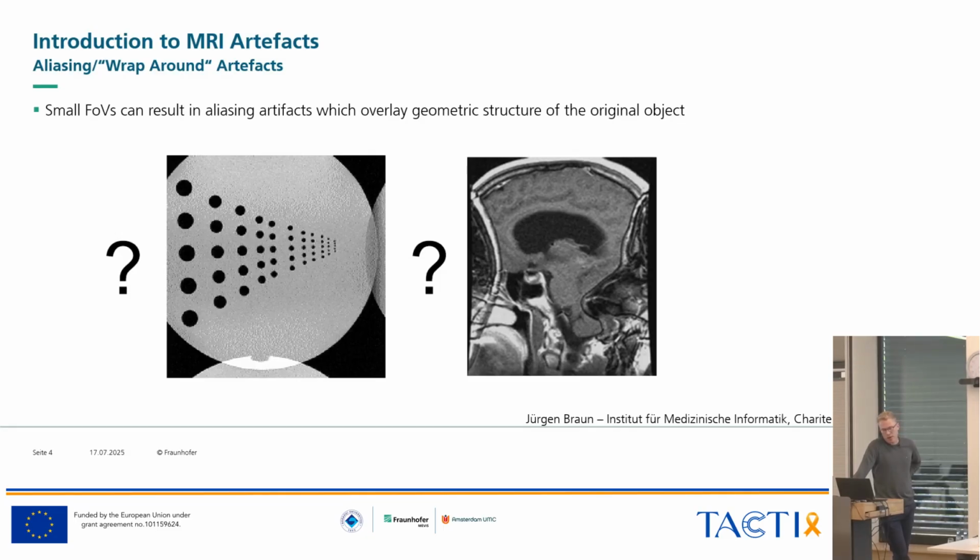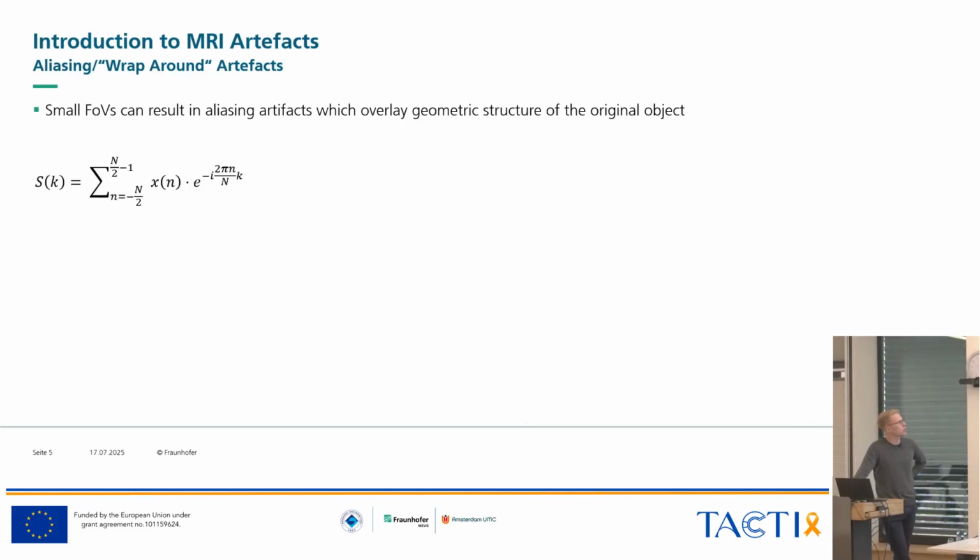And why they are occurring is actually quite easy to understand if you just look at the math which is going on during an MRI scan, or basically during the encoding of your system. So this is basically a one-dimensional Fourier transform. So you have your signal S, which is the k-space. Then you have the image, which is this X, which is dependent on the position in image space. So basically the magnitude of your signal, or the complex signal.